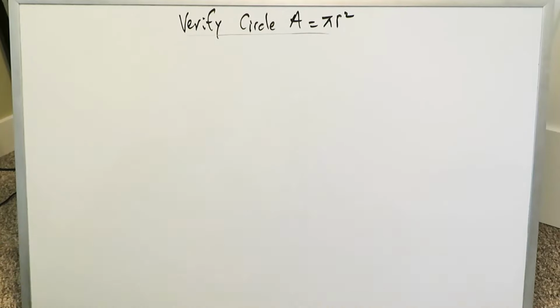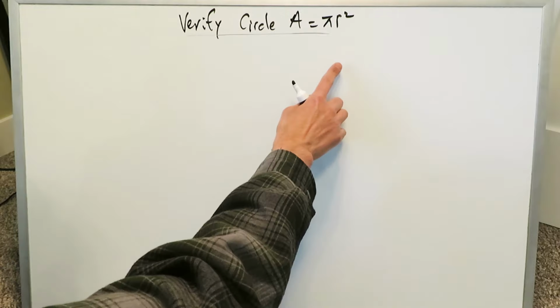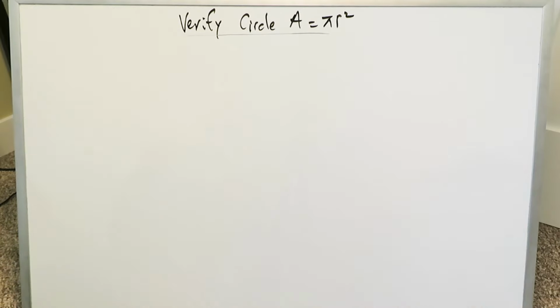If we were tasked with verifying that the area of a circle is pi r squared, is there a way to verify it, perhaps utilizing some ingenuity, some approximation? The answer is yes. The best you can do without getting into calculus would be a good approximation.